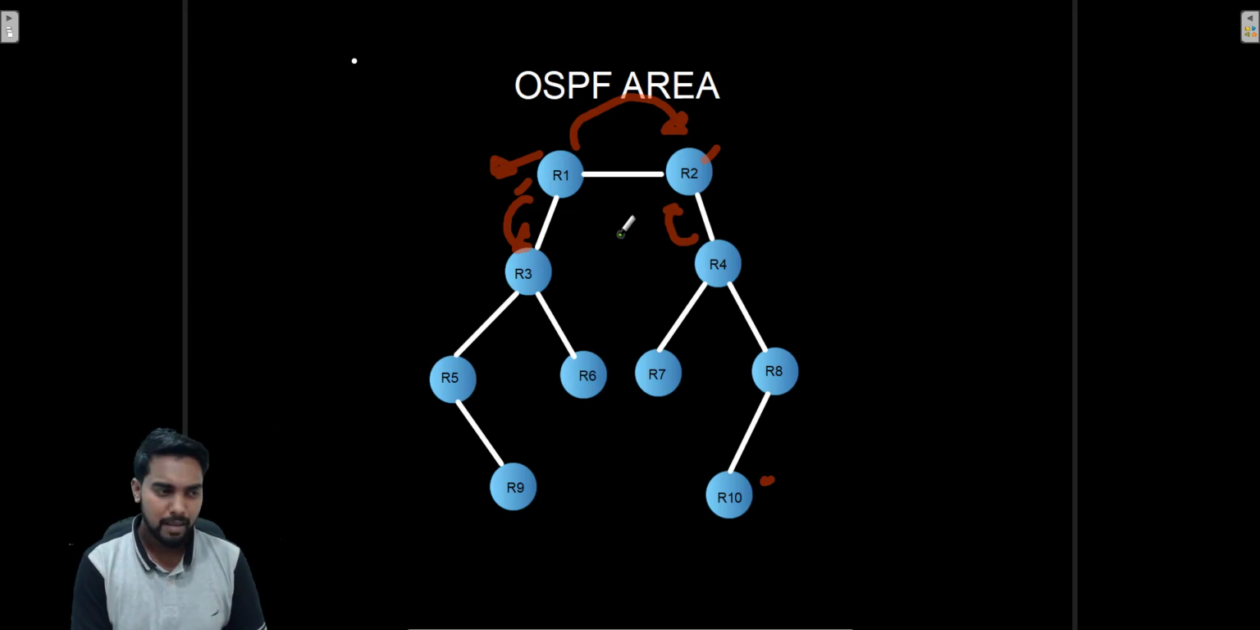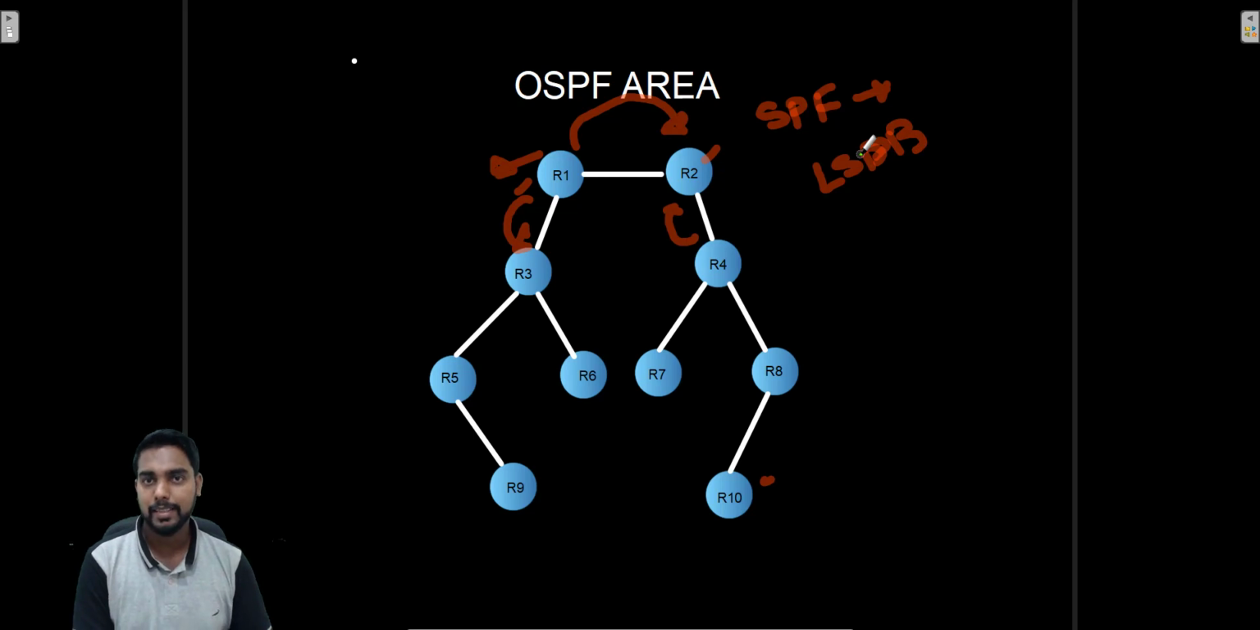Now what is the problem? Since this is a network of 10 routers, you know that OSPF will calculate the best path using the SPF algorithm. This SPF algorithm runs over the LSDB, and we know that the LSDB is nothing but a collection of LSAs. Router number 1 will have the LSDB of all of the router information, that is the network information of router number 2, 3 and so on. Similarly for router number 2 and so on. So the thing is, the bigger the LSDB, the more time the SPF algorithm takes to calculate the best path.